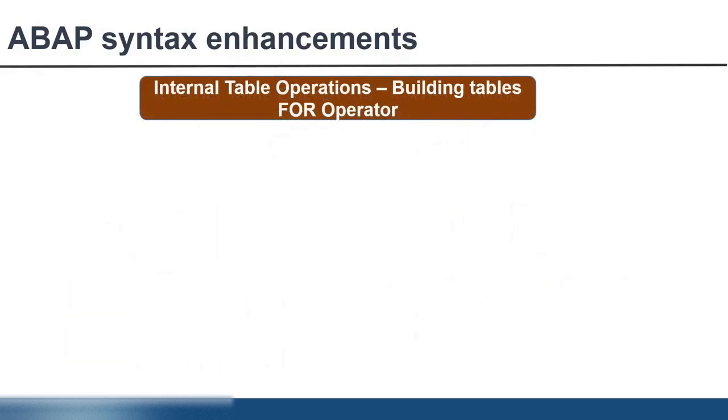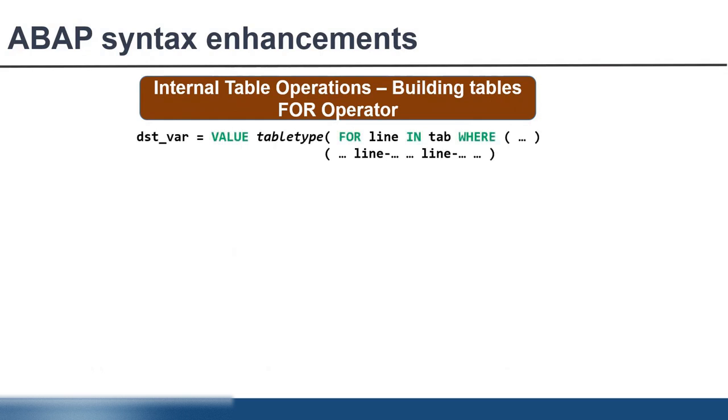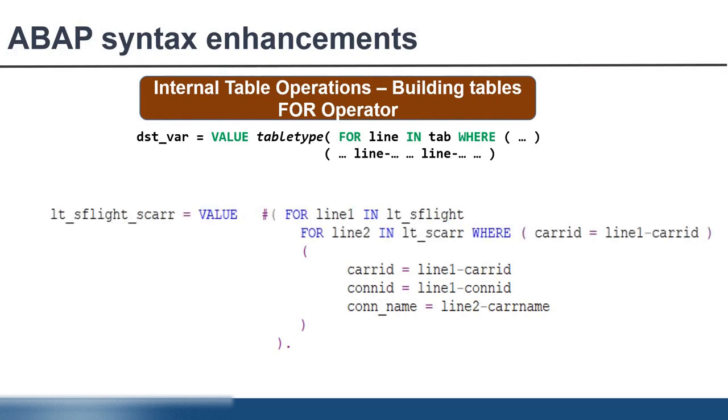Building tables using the for operator. The syntax is given here. If you want to build an internal table by reading data from multiple other internal tables, you may use the for operator. Consider the example given on the screen.